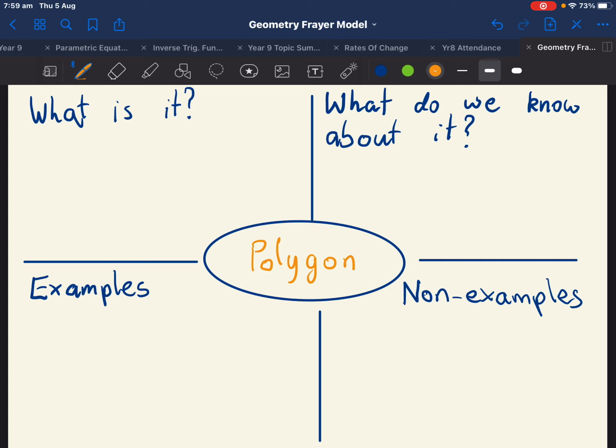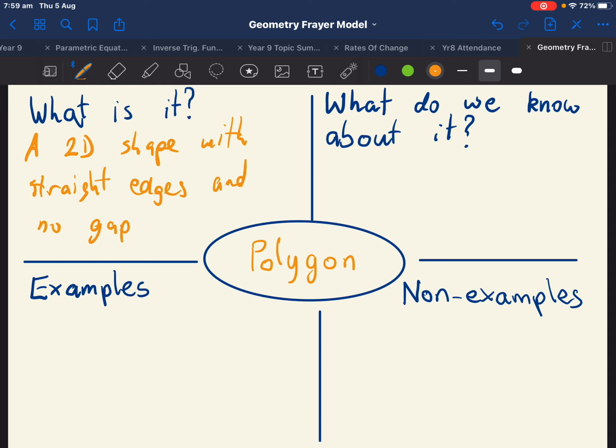So our first word, and probably the most crucial one in this geometry topic, is polygon, because every single question happened to be a polygon that we were working with. So firstly, what is it? This is where you just write down in your own words what that word means. So for me, I would say it is a two-dimensional shape with straight edges and no gaps. That's what it is.